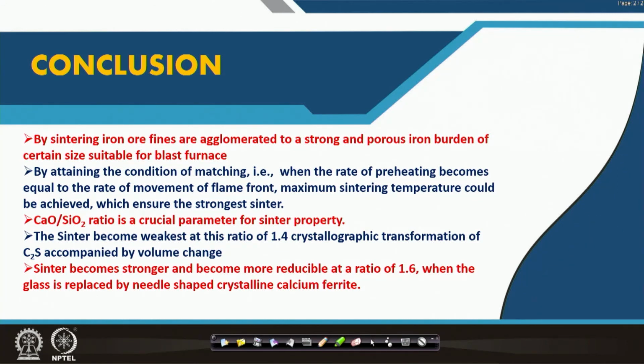And the sinter becomes stronger and more reducible, as I said, at a ratio of 1.6 when the glass is replaced by needle-shaped crystalline calcium ferrites. So this is all about the sintering process, and in the next lecture we will discuss pelletization. Thank you.